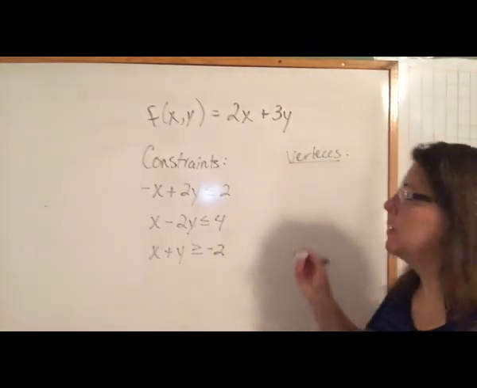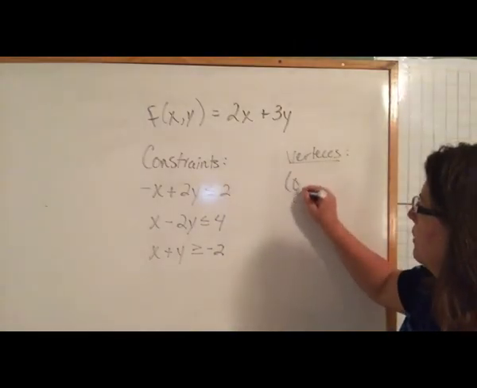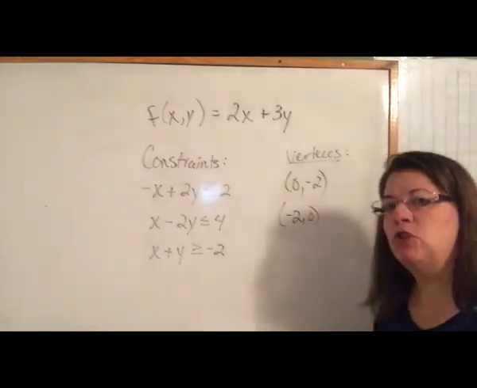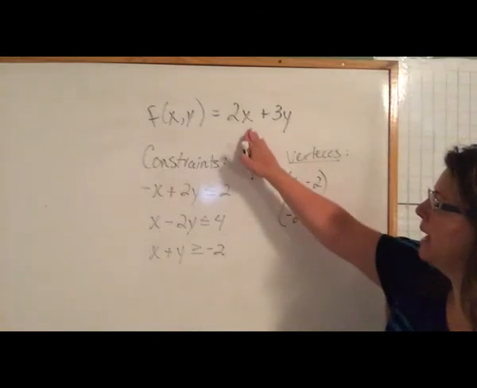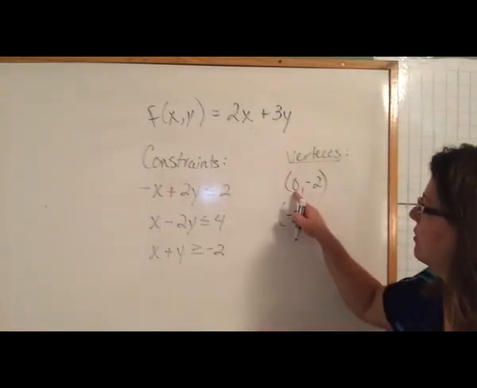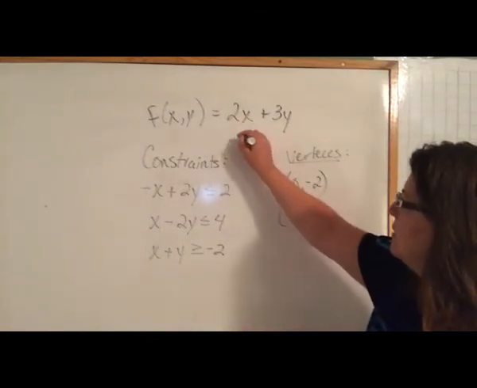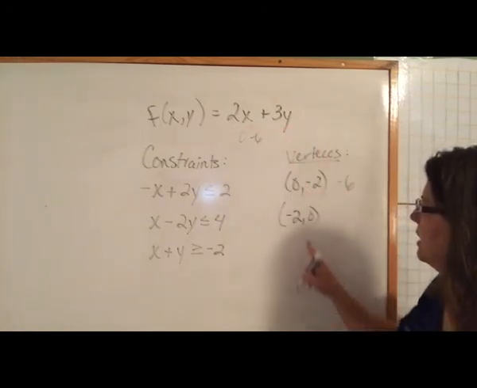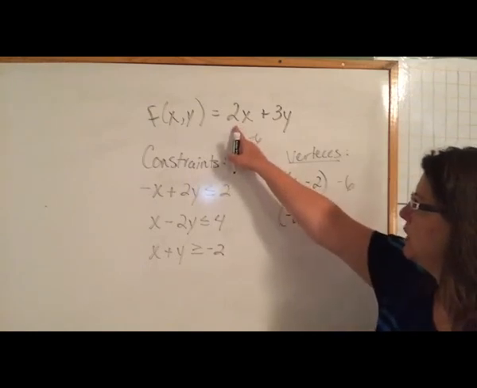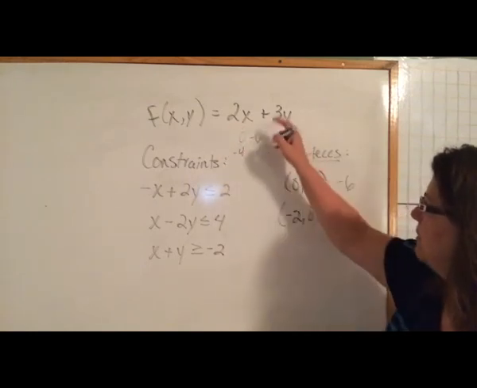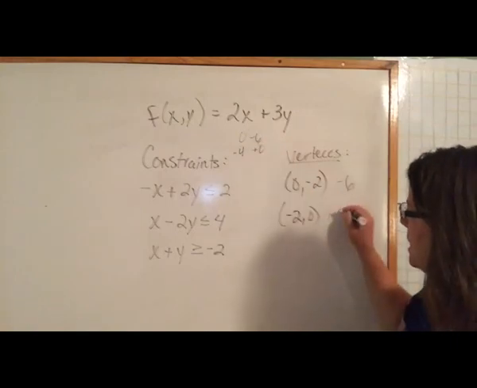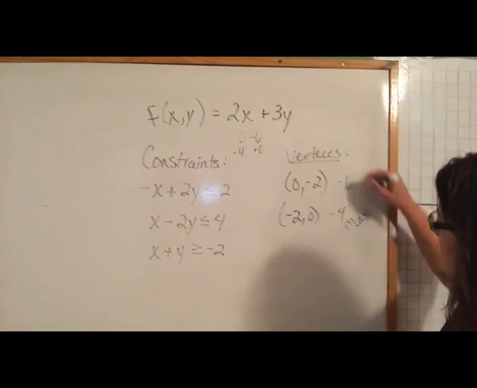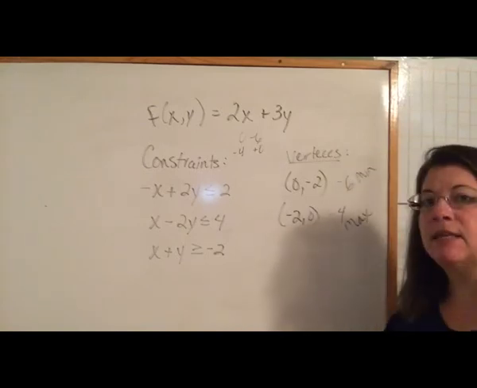So when we did Desmos, we found that the two vertex points are (0, -2) and (-2, 0). I'm going to plug those into my objective equation. If I plug (0, -2) in, 2 times 0 is 0, 3 times negative 2 is negative 6, so that gives me a negative 6. And when I plug (-2, 0) in, 2 times negative 2 is negative 4, 3 times 0 is 0, so that gives me a negative 4. So here my maximum is negative 4 and my minimum is negative 6.